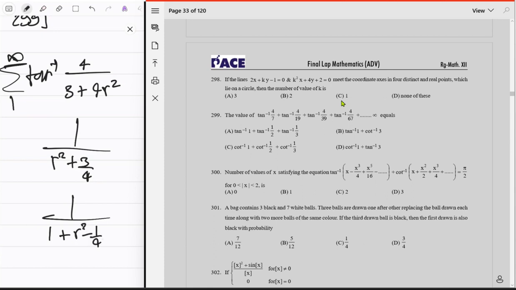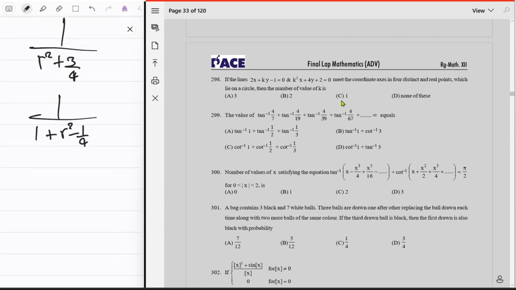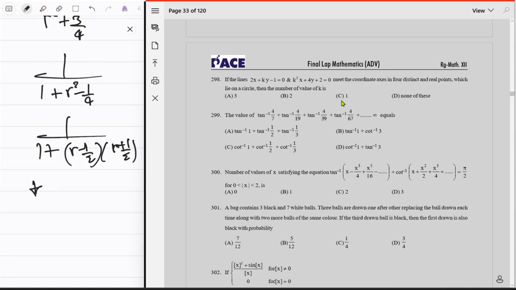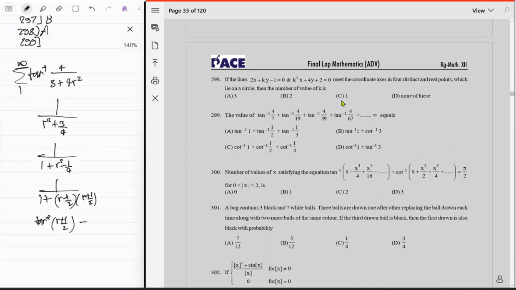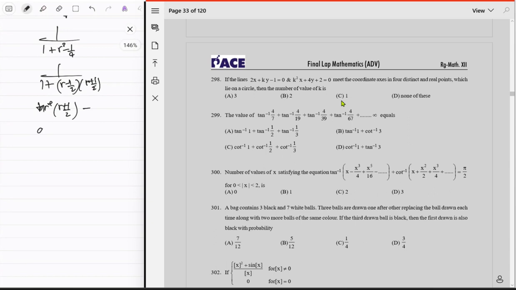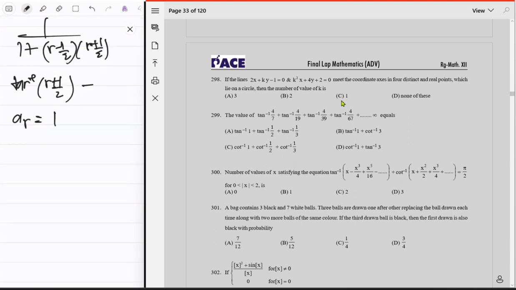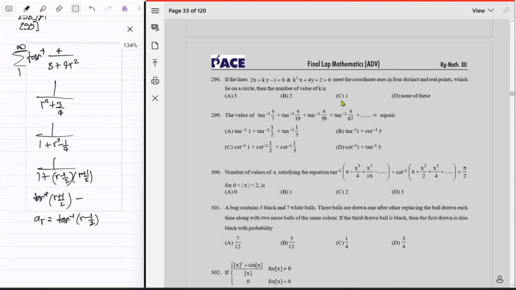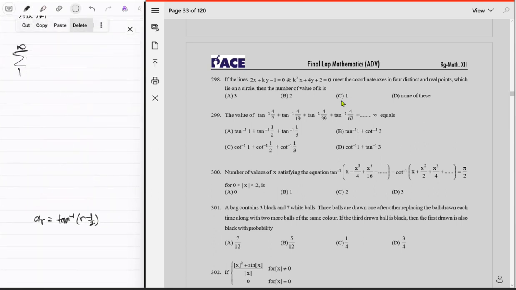But then it's like 1/2. Hey, that is not that bad. 1/1 plus r minus 1/2, and then r plus 1/2. Hey, yeah, that actually works out. It's just tan inverse of r plus 1/2 minus tan inverse of r minus 1/2. That's the summation of, yeah, okay. We'll just say tan inverse of r minus 1/2 is equal to a sub r. So a sub r is equal to tan inverse of r minus 1/2. So we'll start off at r equal to 1 for this. Is like what, a sub r plus 1 minus a sub r.